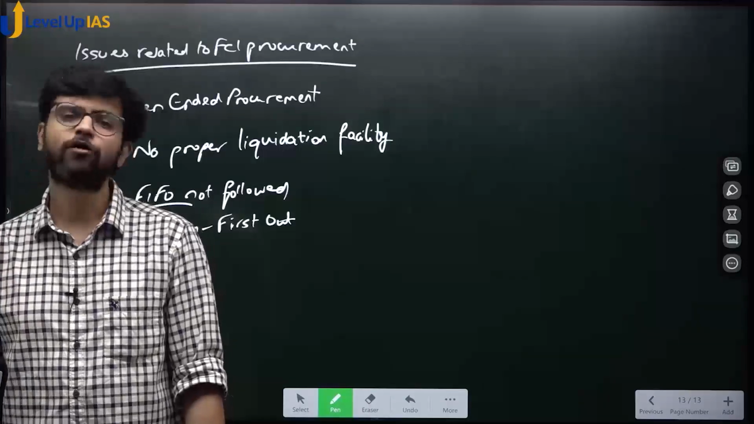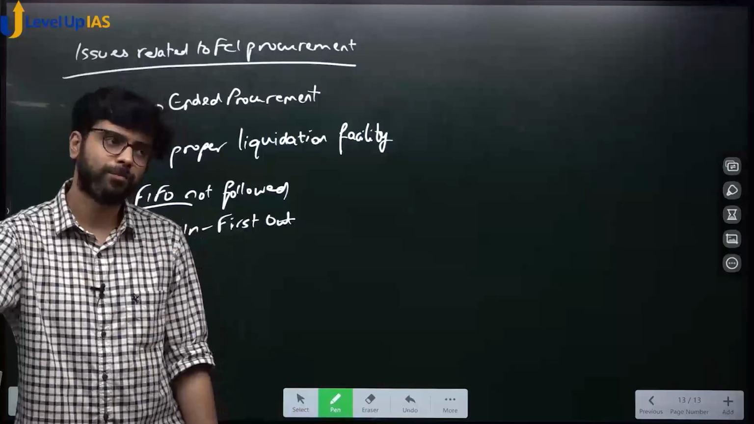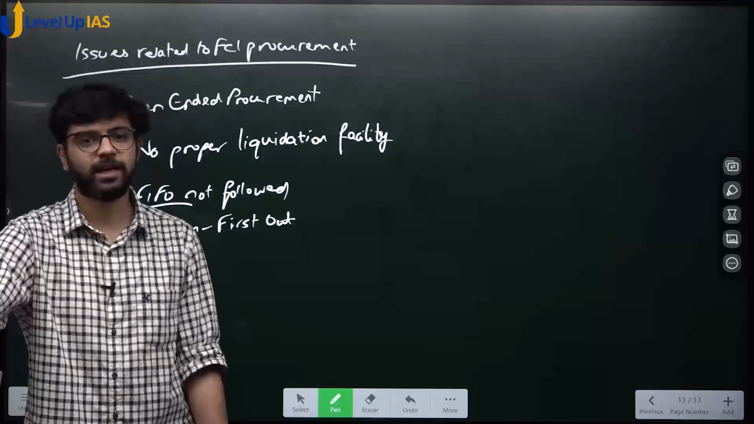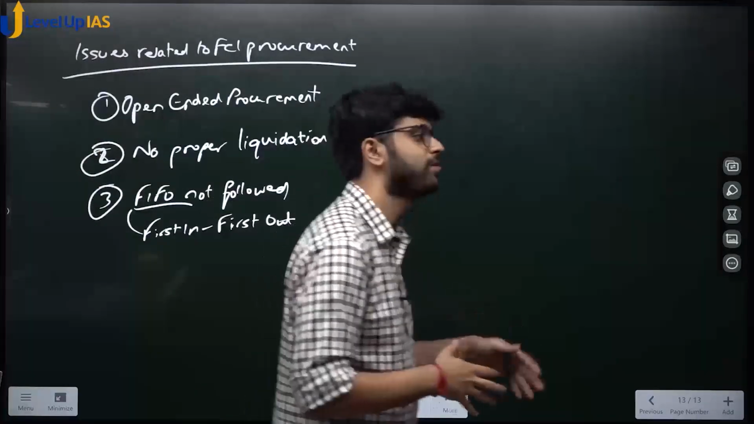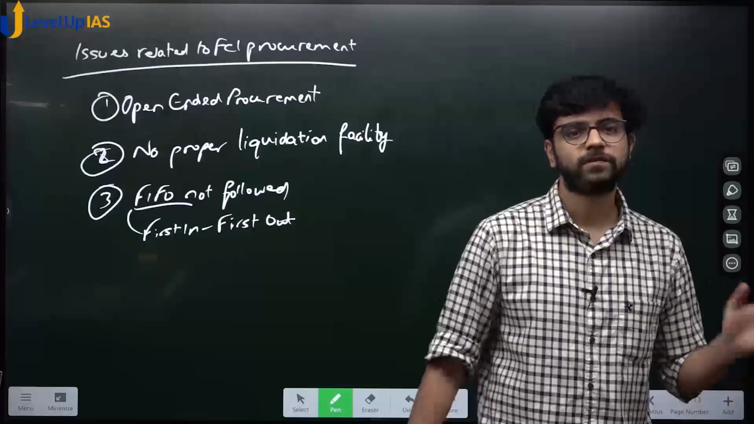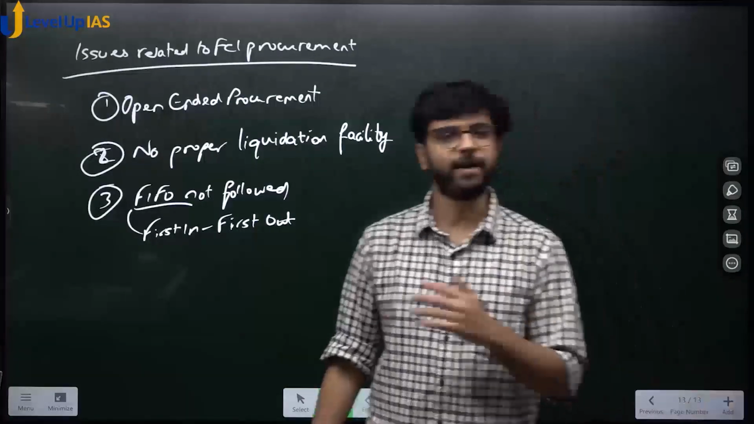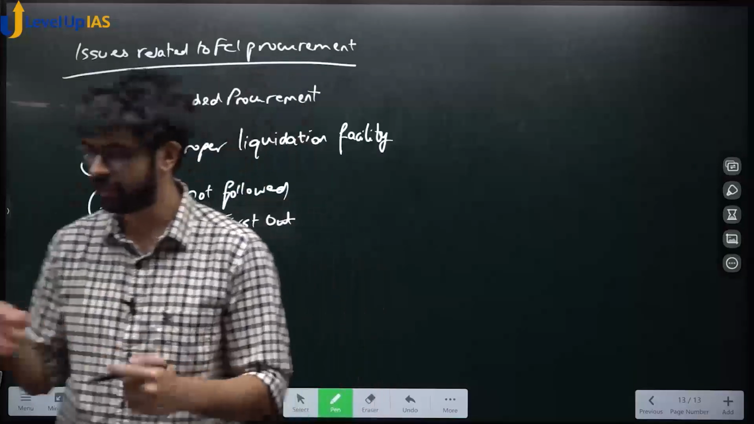Around 15-20% of procurement is done by FCI, of total production, whatever farmers produce. So if farmers produced 100 million tons, approximately 15 million tons will be procured by FCI. The rest is CWC, SWC, they are there.